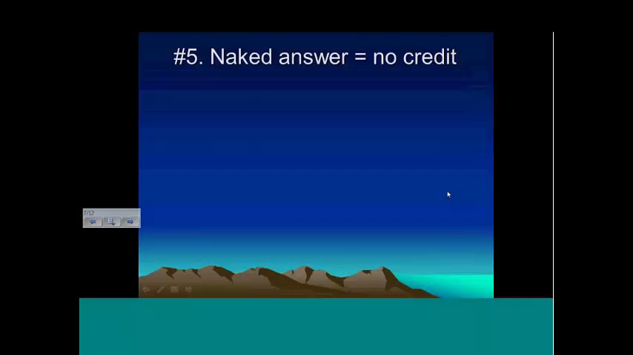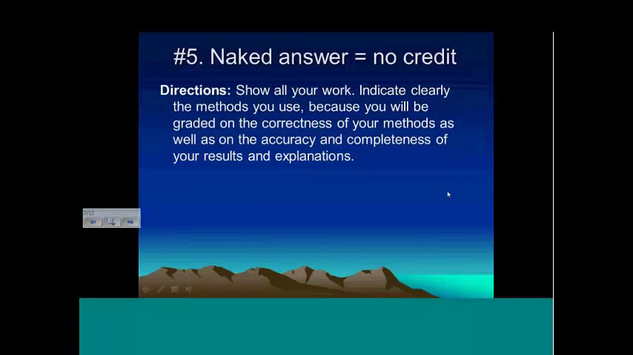Perfect. All right. So number 5, actually, we've kind of talked about half of them. It's a naked answer equals no credit. I'm not sure where that phrase came from exactly, but what we're talking about here is an answer with no supporting work. And so we wanted to quote you. These are the directions that students are supposed to read at the beginning of the free response section. It says, show all your work, indicate clearly the methods you use, because you'll be graded on the correctness of your methods, as well as on the accuracy and completeness of your results and explanations. And this is really true. We hold students to this.